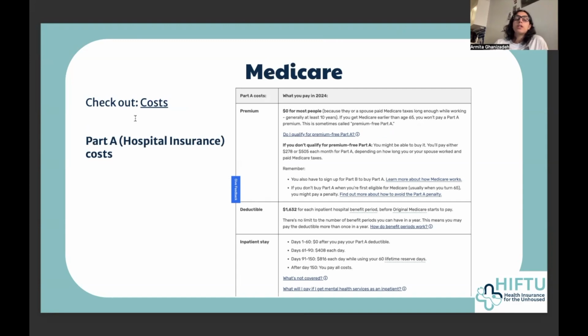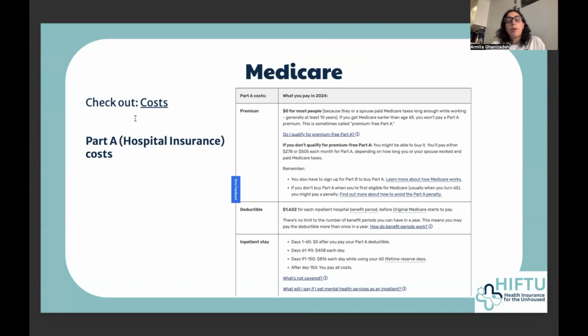For Part A, the hospital insurance costs, there is a premium-free version, which means Part A could be free for some people. But if you do not qualify for premium-free Part A, again, you can look into the qualifications on the website. If you do not qualify, that could cost you about $270 to a little bit above $500 each month for Part A. And keep in mind, you have to sign up for Part B to be able to buy Part A.